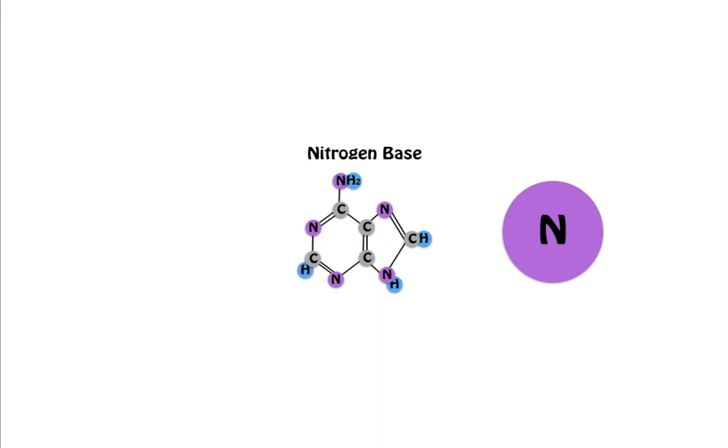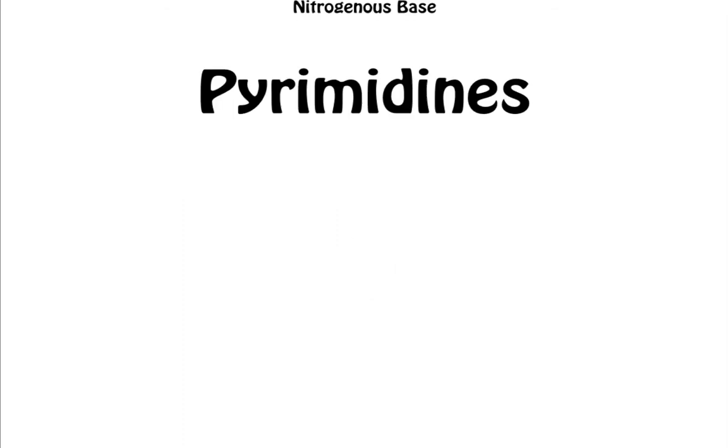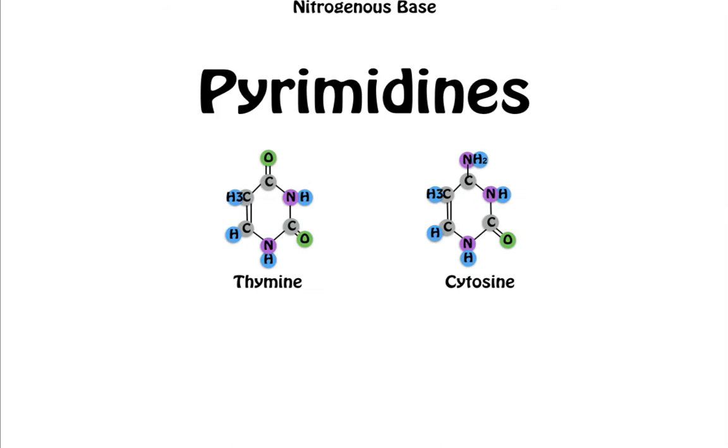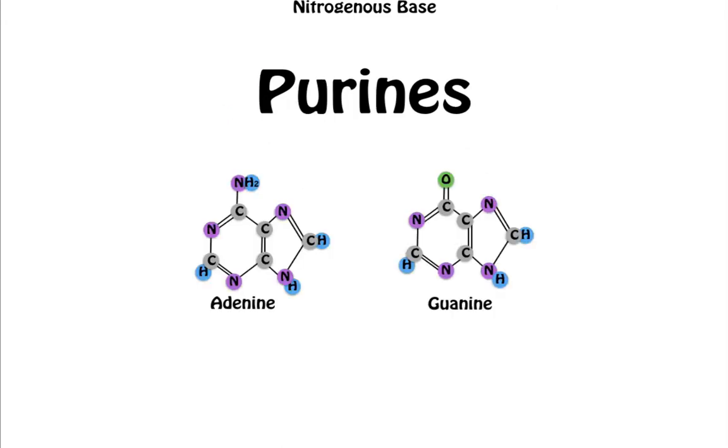Looking at the nitrogen base, there are 4 types of nitrogen bases, and they're paired up into 2 groups. The first pair is called your pyrimidines. These are thymine and cytosine. One of the best ways to remember this is that thymine, cytosine, and pyrimidines all have Y in their spelling. The second pair is your purines. Purines have 2 rings, there's your first ring and there's your second, and those are adenine and guanine. Purines have rings and your pyrimidines have Y.